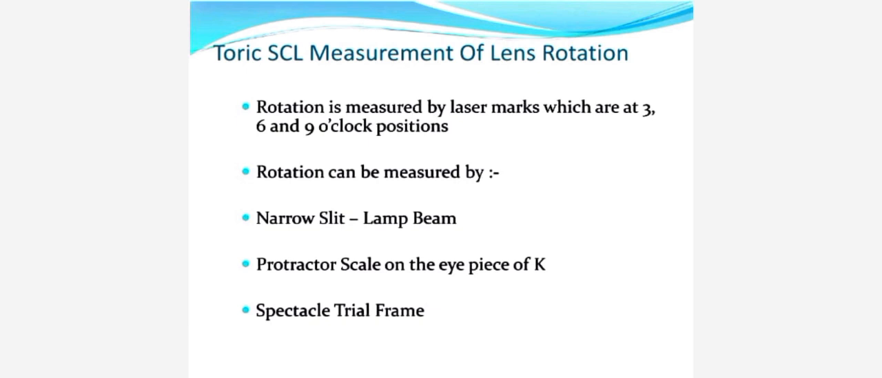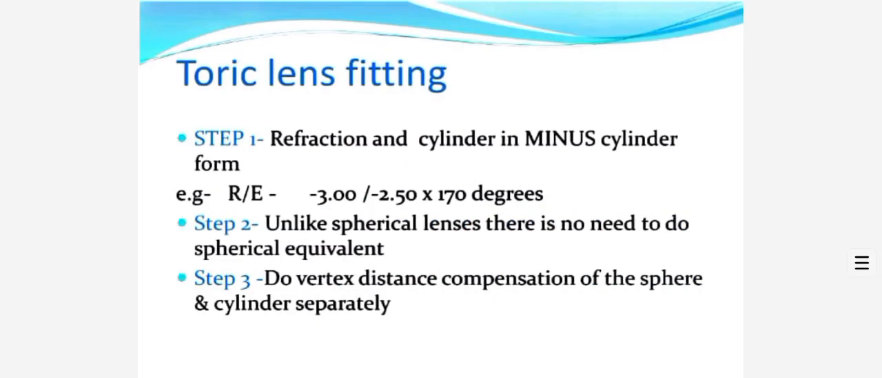Toric soft contact lens measurement of lens rotation. Rotation is measured by laser marks which are at 3, 6 and 9 o'clock positions. Rotation can be measured by a narrow slit lamp beam, a protractor scale or an eyepiece reticule, and the last one is a spectacle trial frame.